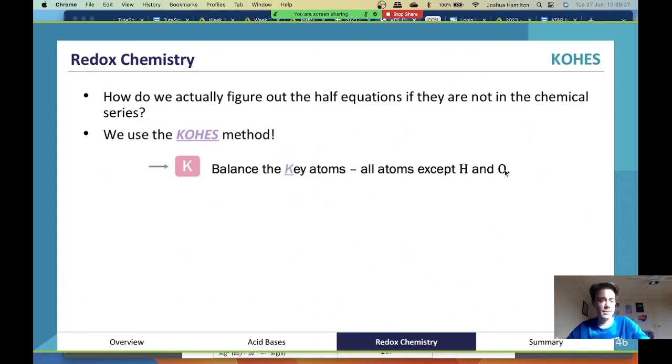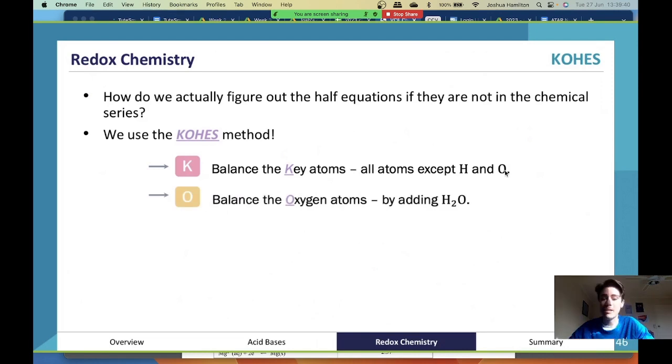So K. K is your key atoms. So all atoms except for hydrogen and oxygen need to be balanced first. So you need to balance them out. Second, balance your oxygens by adding H2Os to the side where there are fewer oxygens. So if you've got 2 oxygens on one side and no oxygens on the other, you're going to need to add 2 H2Os to that other side.